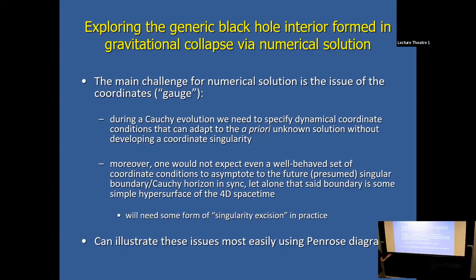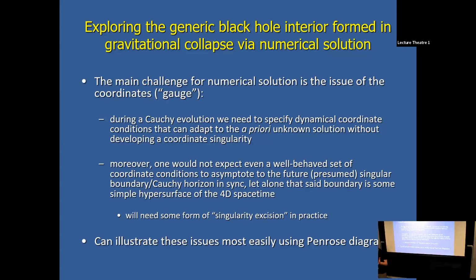Even if we do find some dynamical coordinate condition that is non-singular until the actual singularity, whatever form it takes, if it doesn't reach the singularity at the same time, if all our t equals constant slices aren't in sync such that they reach the singularity at some constant time slice, then we're going to have to deal with perhaps a very complicated boundary to our domain. We'd have to do some form of singularity excision, and there's no reason to expect that that's going to be a simple boundary. Again, in spherical symmetry, it turns out that that's a pretty trivial problem to deal with, and you'll see it in the examples that I give with the 2+1 dimensional case.